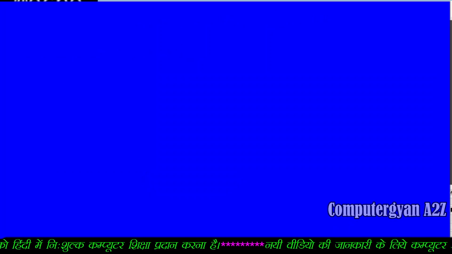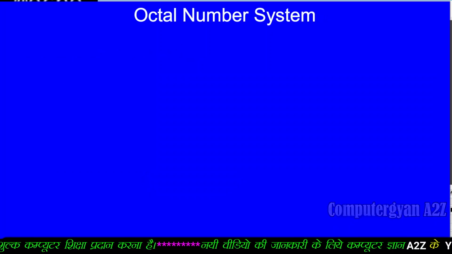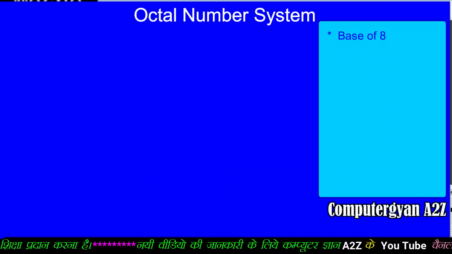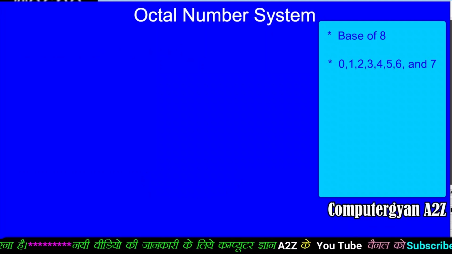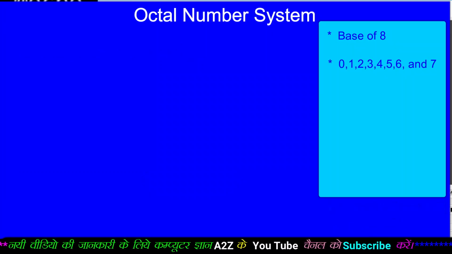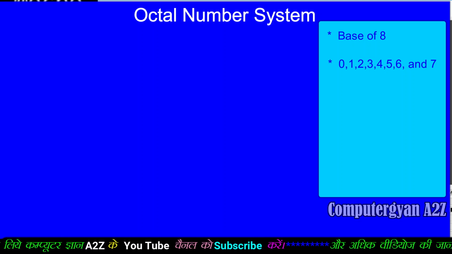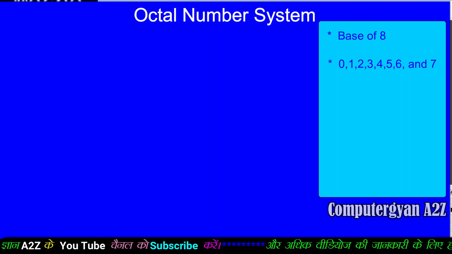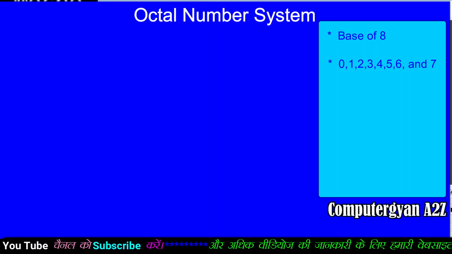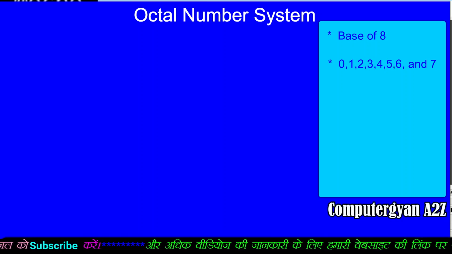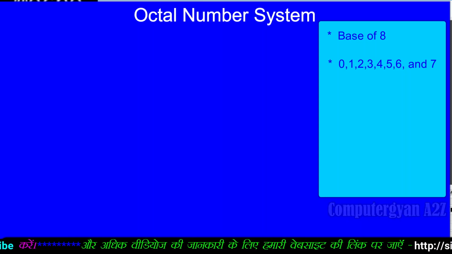Now we'll discuss the octal number system. The octal number system has a base of 8. It has 8 digits: 0, 1, 2, 3, 4, 5, 6 and 7. Each digit of an octal number can have any value from 0 to 7. The octal number system is also a positional numbering system. Each octal digit has its own positional value or weight expressed as a power of 8.